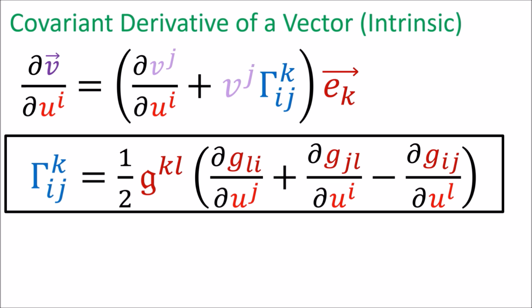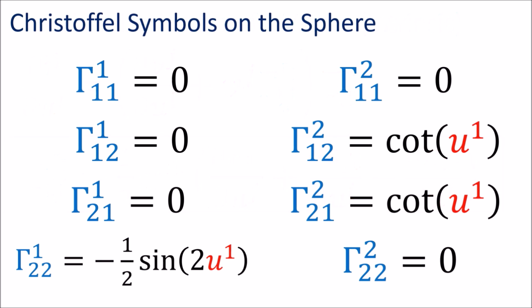And this completes our definition of the covariant derivative that works for any intrinsically curved space, as long as we're given the metric tensor. So let's do a sanity check and make sure this formula works. You'll remember in the last video we computed the Christoffel symbols on the sphere to be these. So let's recompute these symbols using the new formula.